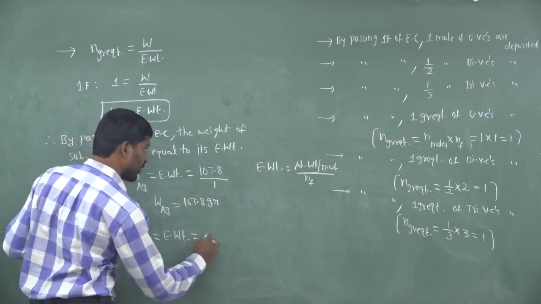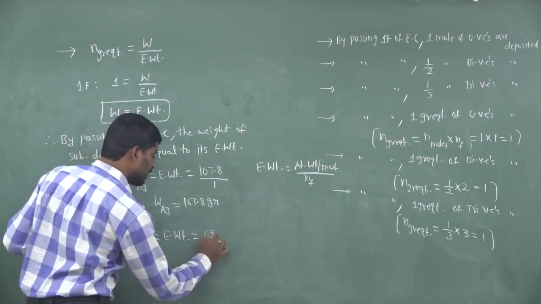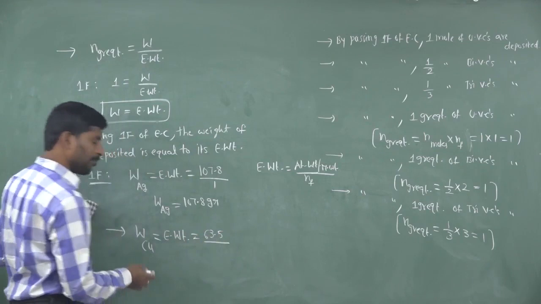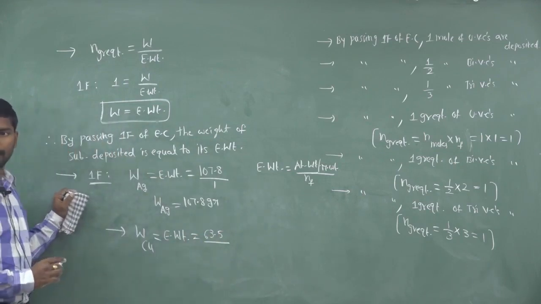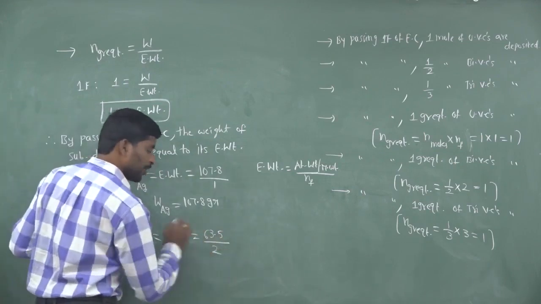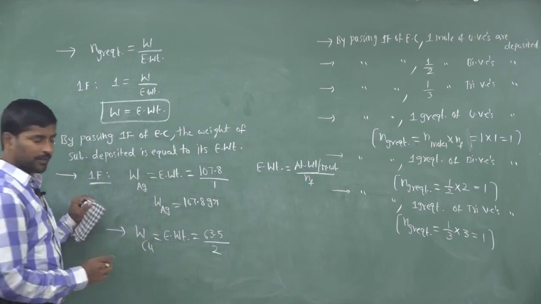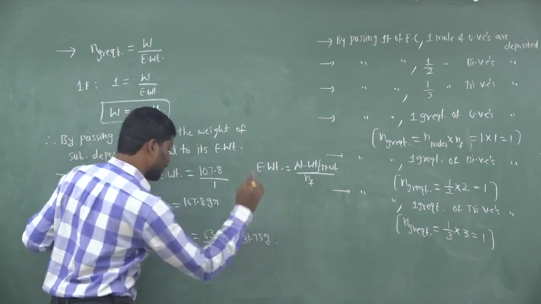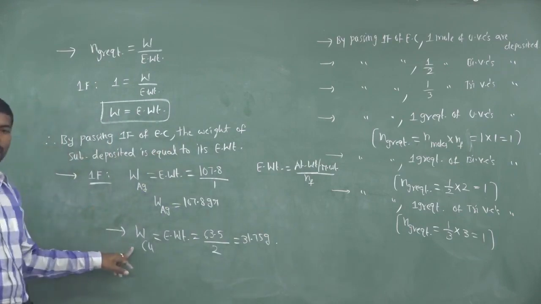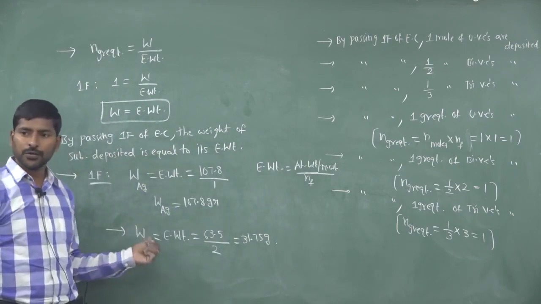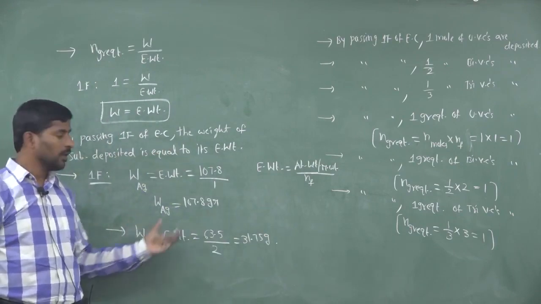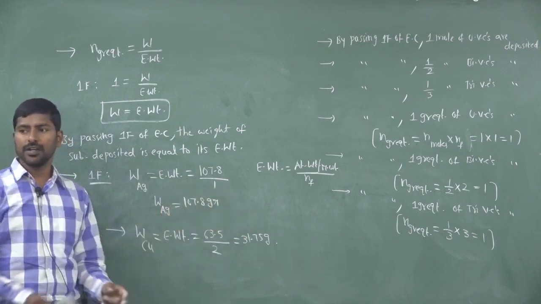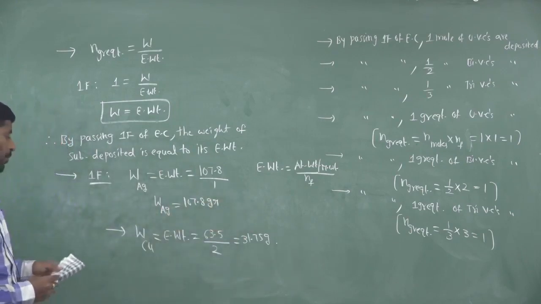What is copper's atomic weight? 63.5 divided by n factor. The n factor for copper is 2, valence is 2, copper 2 plus valence is 2, so that means we get 31.75 grams. So if you pass 1 Farad of electric current through a solution containing copper 2 plus ions, what is the weight of copper deposited? 31.75 grams of copper will be deposited.